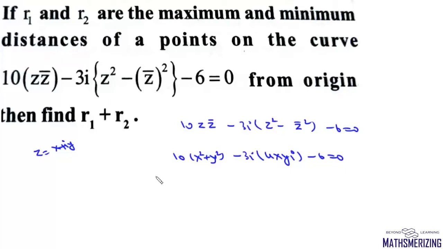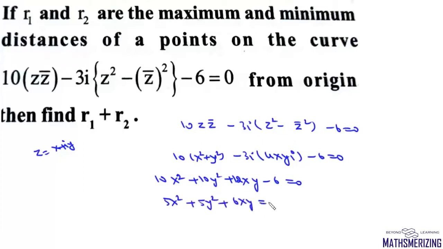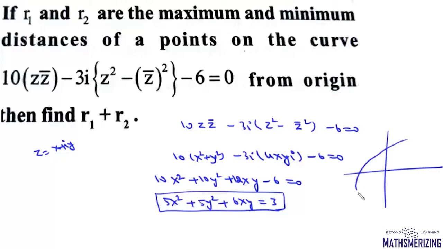So this locus will be 10x square plus 10y square plus 12xy minus 6 equals 0. And we can also write this as 5x square plus 5y square plus 6xy equals 3, which is nothing but a central conic. So this equation represents an ellipse whose center is at the origin. Now it says we need to find the maximum and minimum distance of the points on this ellipse from the center.